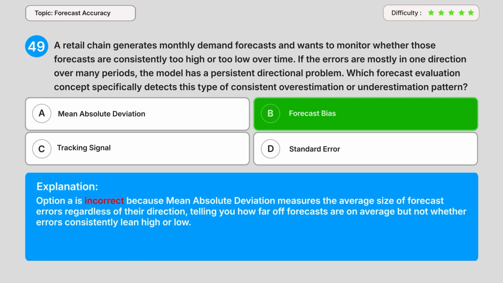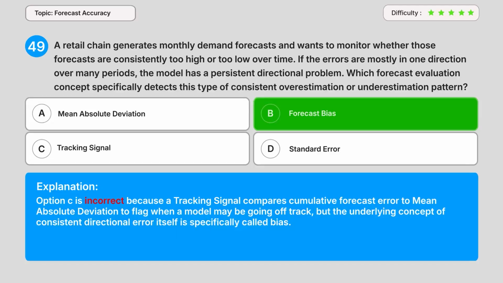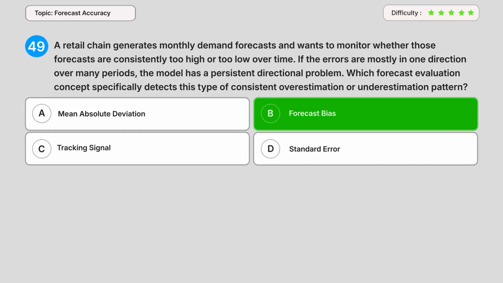Option A is incorrect because mean absolute deviation measures the average size of forecast errors regardless of their direction, telling you how far off forecasts are on average, but not whether errors consistently lean high or low. Option C is incorrect because a tracking signal compares cumulative forecast error to mean absolute deviation to flag when a model may be going off track, but the underlying concept of consistent directional error itself is specifically called bias.